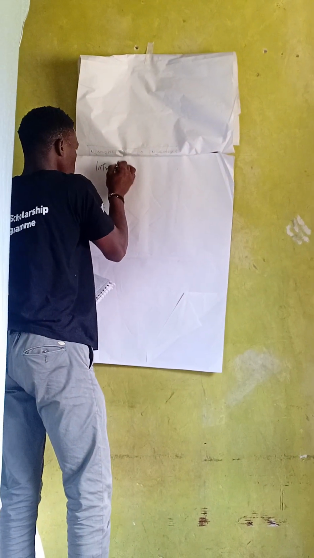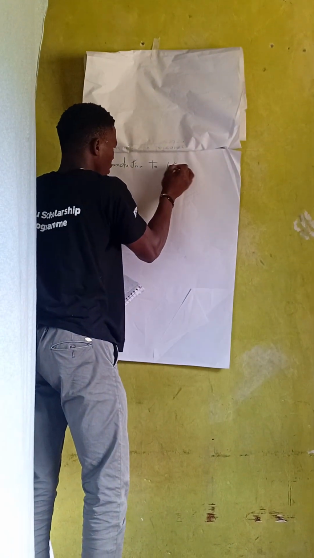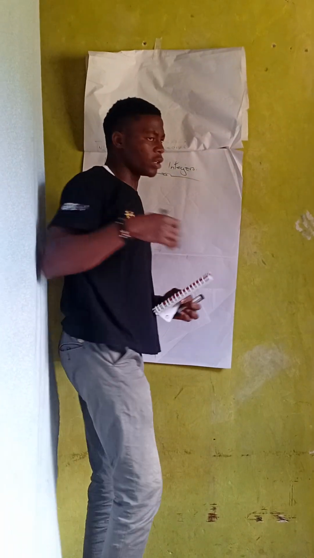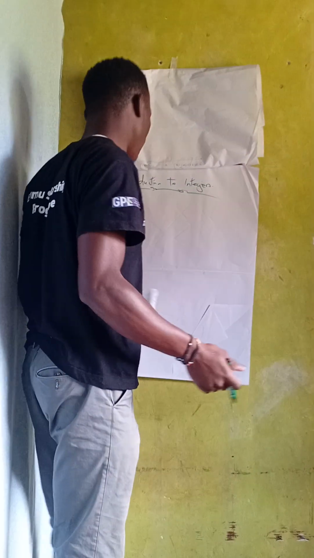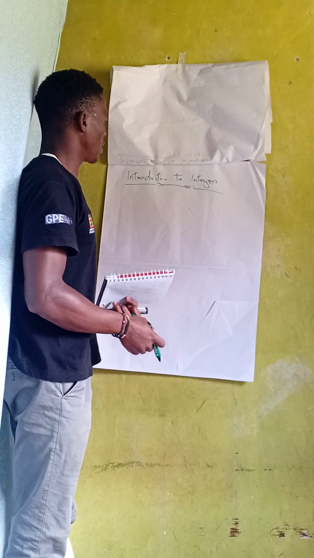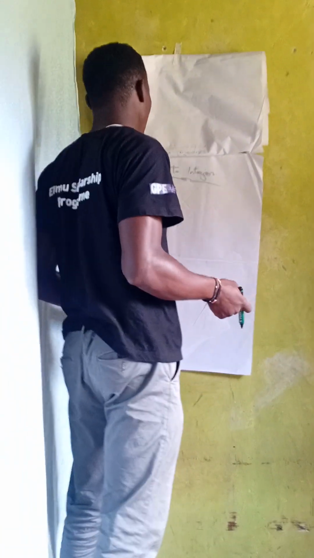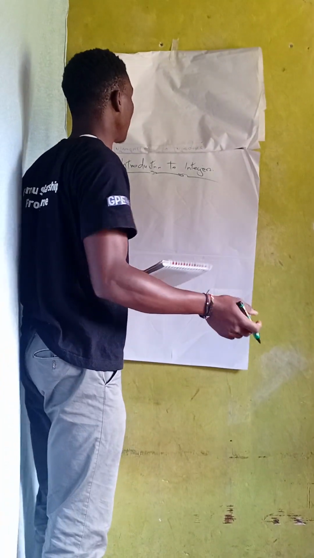Introduction to integers. As a learner, you should think, what are integers and what are they all about? When we introduced the Form 1 topic, we talked about whole numbers, the natural numbers. And integers revolve all around the natural numbers, the whole numbers.